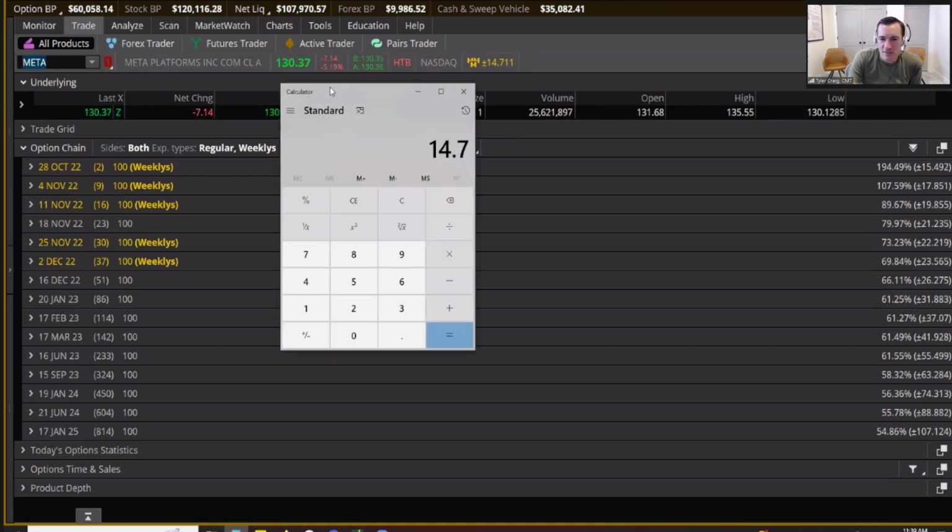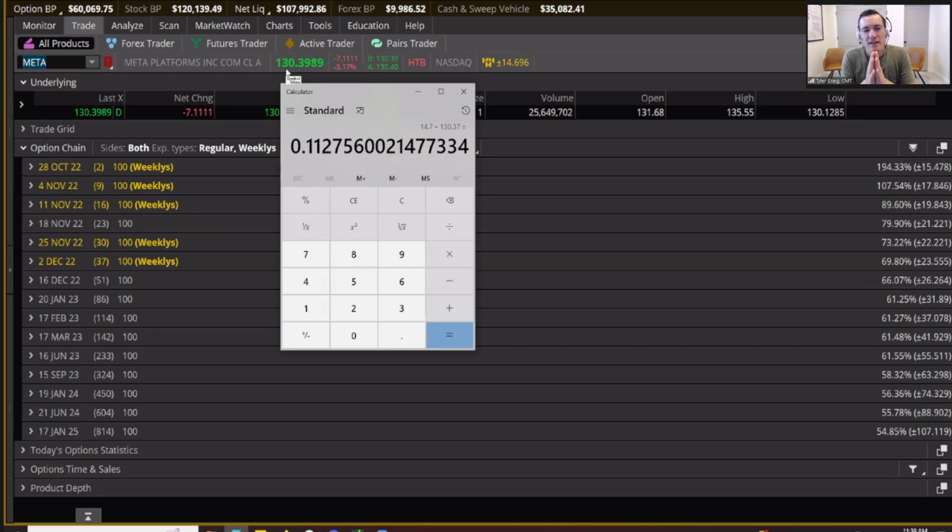What is that as a percentage? Divided by the current stock price, $130.37. It's about 11%, 11.3%. That's what's baked in right now. Okay. Does that mean there's a 100% chance Meta's going to move 11.3%? No. See, what they do is they put some confidence intervals around that.